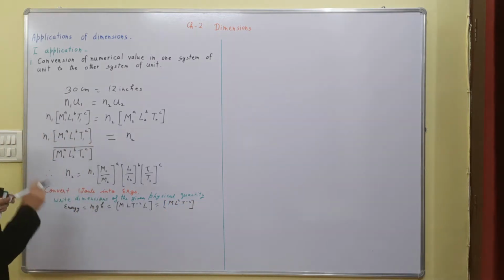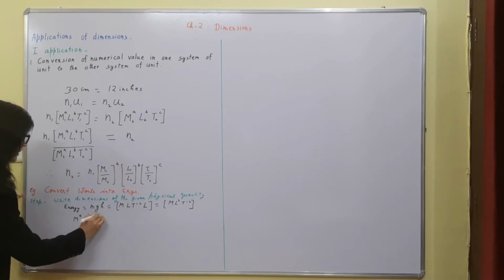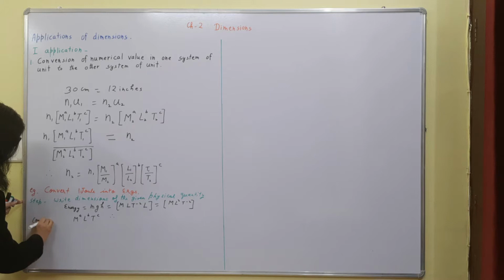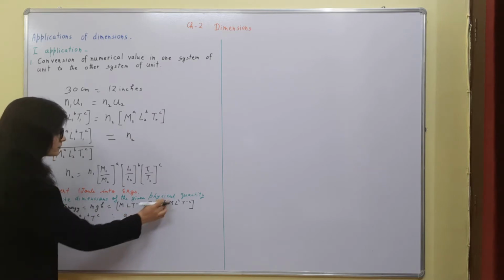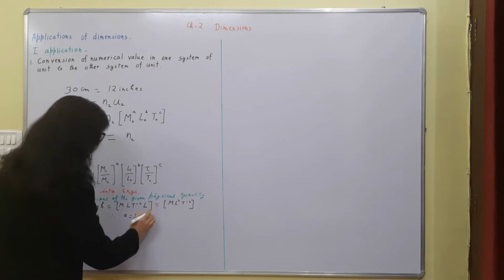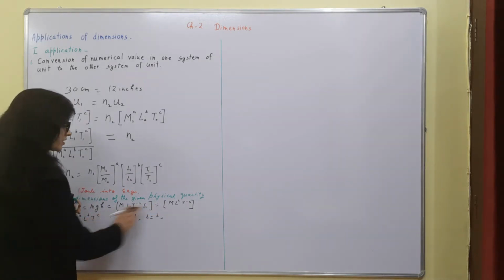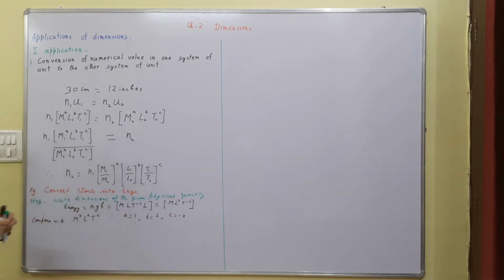So from here we have to compare with m to the power a, L to the power b and t to the power c. Therefore a is equal to 1, L to the power b, here L to the power 2, so b is equal to 2 over here, and t to the power c is t to the power minus 2. That means c is equal to minus 2 over here, right?